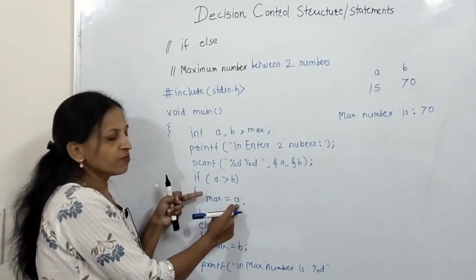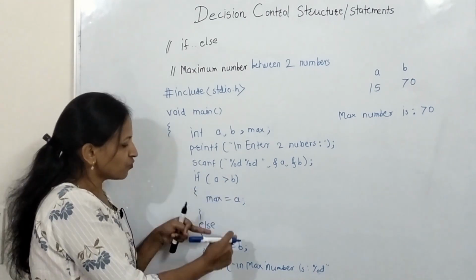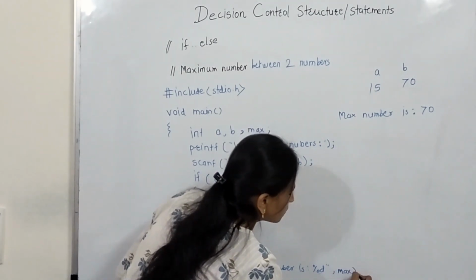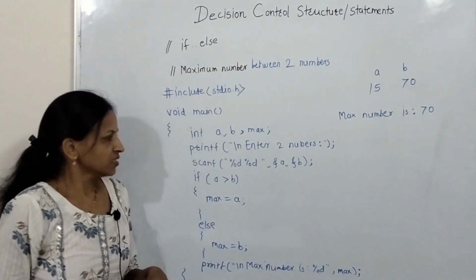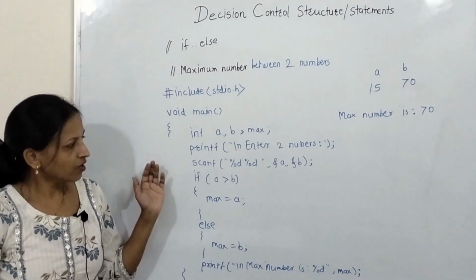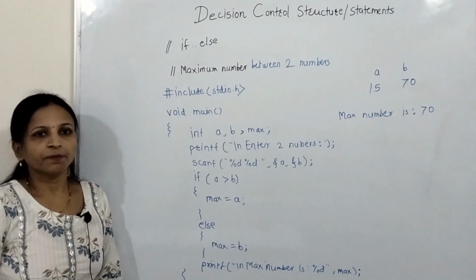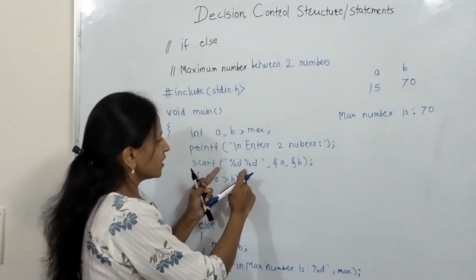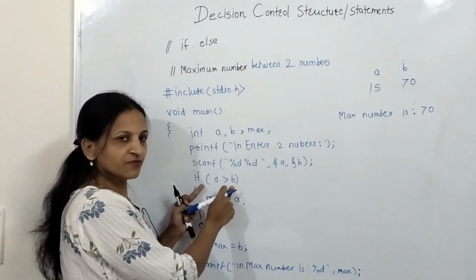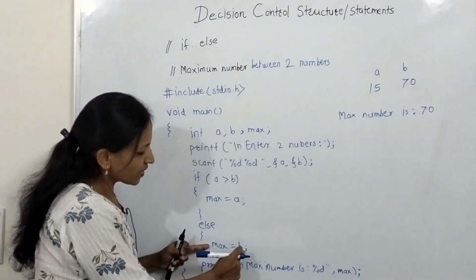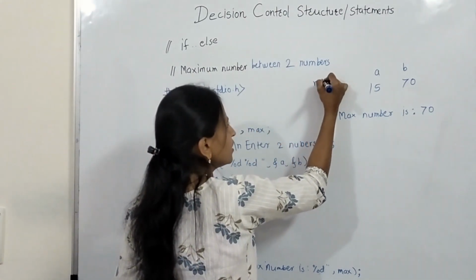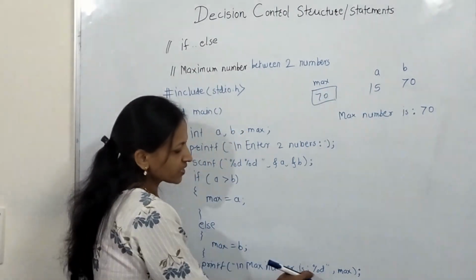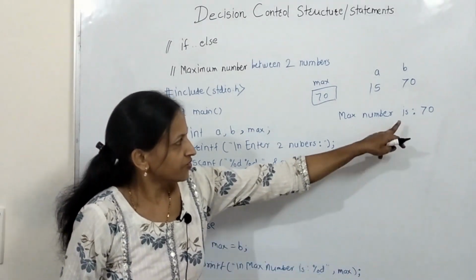If it is true, then the value of max will be A. If it is false, then the value of max will be B. In this way it will act, and after that, after the comma, we have to display max. This is nothing but how to find the maximum number between two numbers. Now see how it will work. Here A is 15, B is 70. Is A greater than B? No, it is false. It will store the value of B inside max. There is one more variable we have already created. In that, the value of B will get stored as 70, and then maximum number 70 will get displayed here.